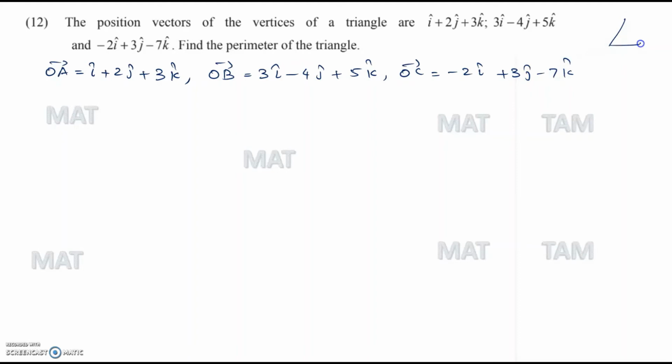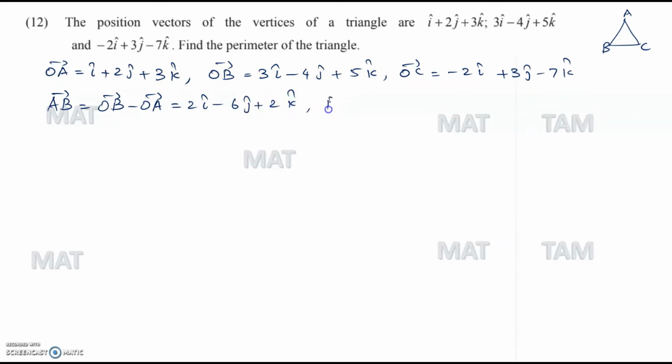So let this be our triangle with points A, B and C. Okay. Next we need to find vector AB. Vector AB is vector OB minus OA, and that's equal to 3 minus 1, that's 2 i cap, minus 4 minus 2 will be minus 6 j cap, 5 minus 3 will be plus 2 k cap.